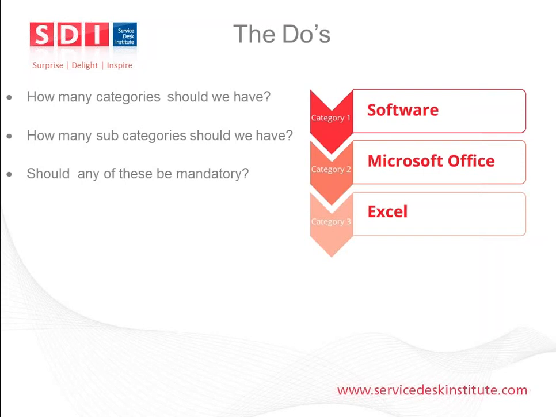So I mean, this is one that comes up an awful lot, and I've heard it, and I'm sure I've heard it with you when we've been out auditing. Should any of these be mandatory? So at what level should analysts have to categorise?